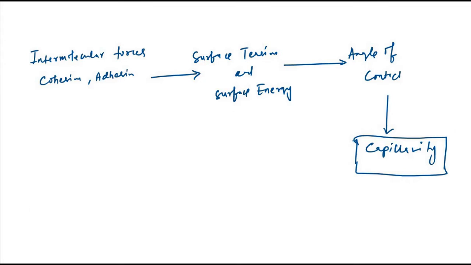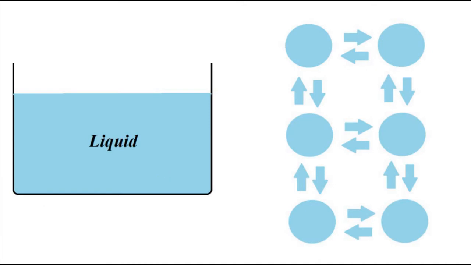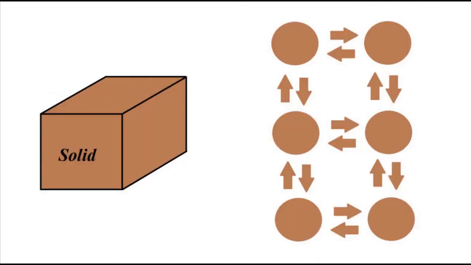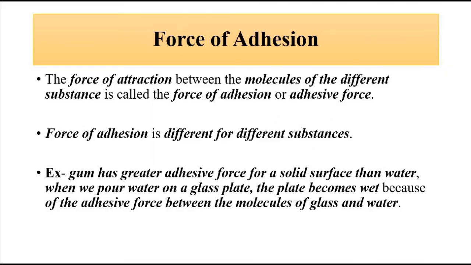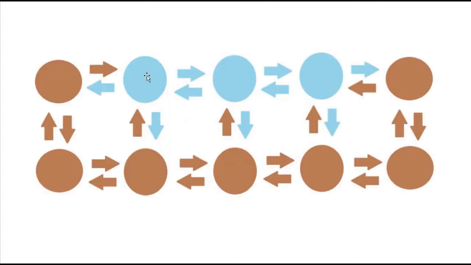So we know that there are two types of intermolecular forces, cohesion and adhesion. I have discussed it in separate videos, so please watch those videos, because here I will just be gliding over these concepts quickly to go to capillarity. Cohesive force is the force of attraction between molecules of the same substance, be it liquid, solid or gas. Adhesion is the force of attraction between molecules of different substances, especially used to deal with liquids placed in a solid container. So these are the adhesive forces between molecules of different substances.